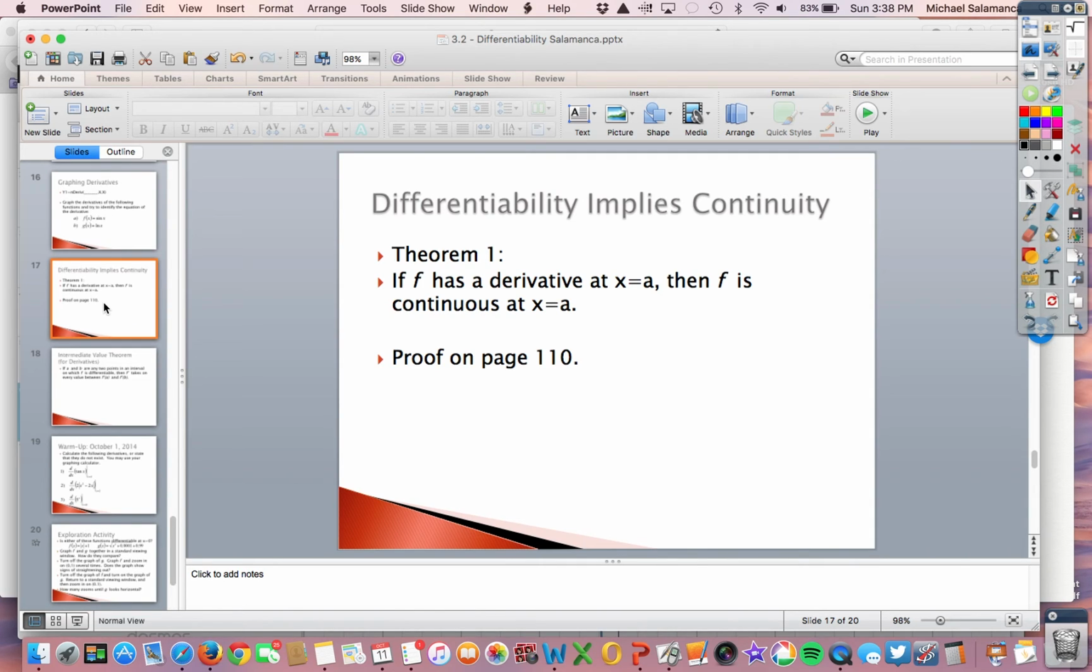We want to make sure we talk about this again. Differentiability implies continuity. If something is differentiable, that means it's continuous at that specific point. Not at every point, just at the specific point we're talking about. One of the theorems you need to consider, and you probably want to write this down, states that if f has a derivative at x equals a, then f is continuous at x equals a. There is a proof in your book, but you're not going to be required to memorize or show it.